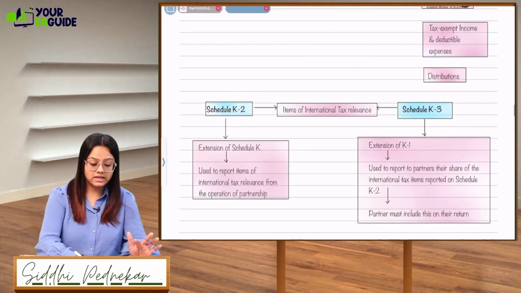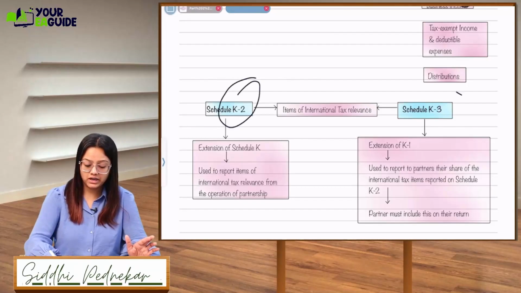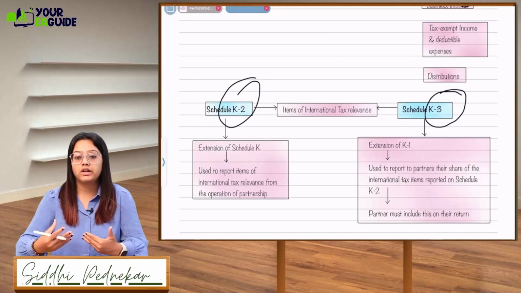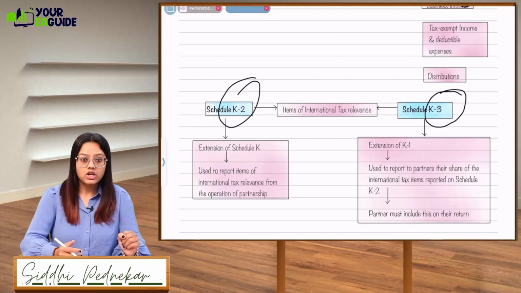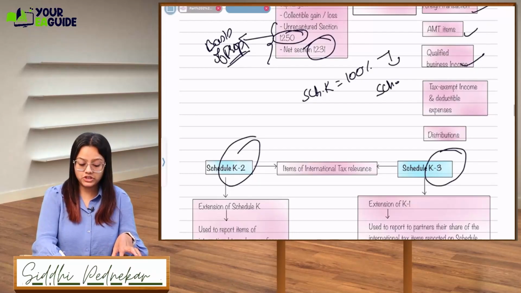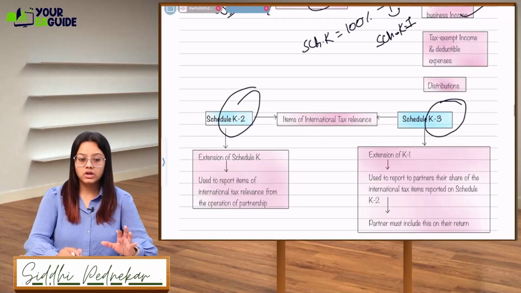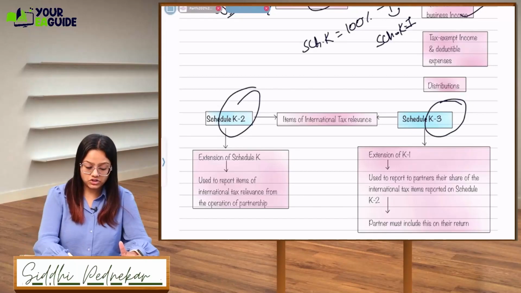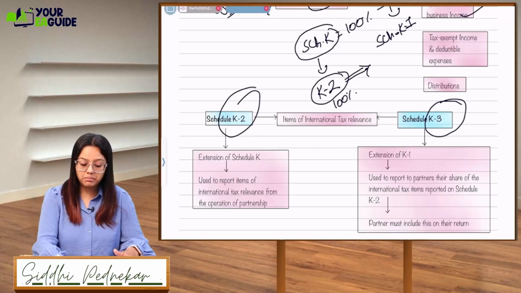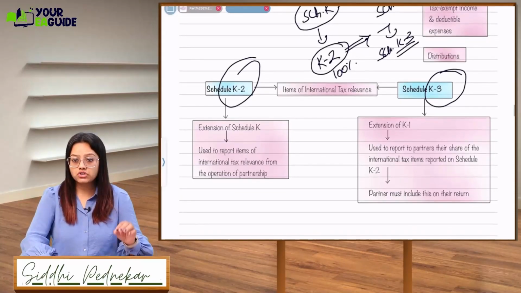Now the next thing is K-2 and K-3, which are the forms generated if the partnership firm is entering into any international tax transactions. A simple way to remember: Schedule K shows the 100% share, and the particular share of each partner is shown on Schedule K-1. In the same way, Schedule K-2 is an extension of Schedule K, so the whole 100% of your foreign transactions will be shown there, and the particular percentage of each partner will be shown on Schedule K-3. Got it? So K-2 and K-3 are simply this.